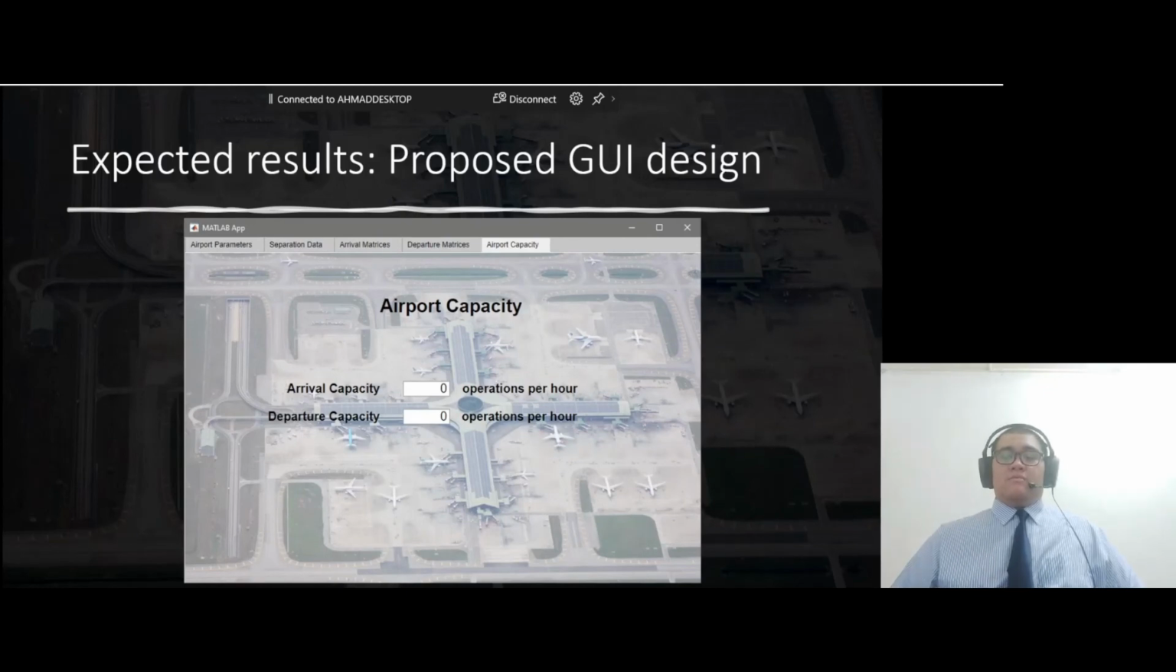So this will display the capacity of the airport for arrival capacity and departure capacity, respectively, in terms of operations per hour. And that is the end of my presentation.